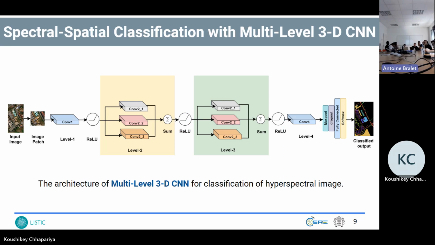So this was the whole architecture which we developed for the 3D convolution. And then we have used methods like max pooling, dropout, and a fully connected neural network, and a softmax, since we want to do the classification part. That was the core of the presentation.